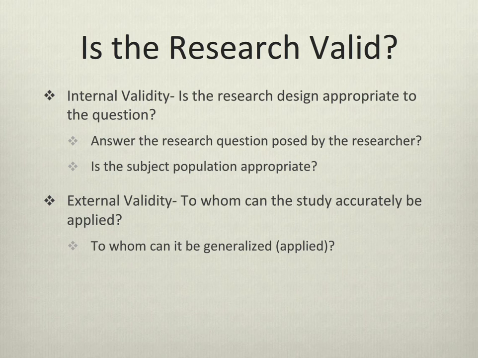Are the people that are being studied the right people being studied to answer that question? External validity explores if the research is being applied to the right population. To whom can we generalize our research? Obviously, there is a relationship then between internal validity and external validity. If there's a problem with internal validity, there's going to be a problem with external validity. Take a moment to think about the connection between these two things.